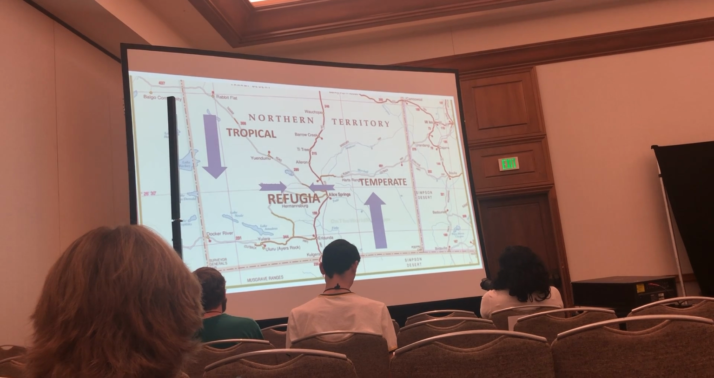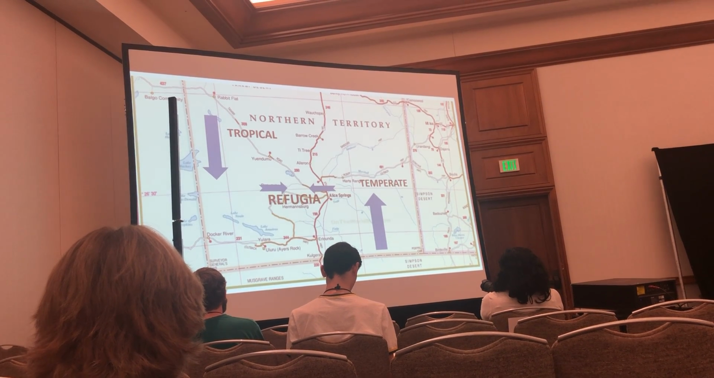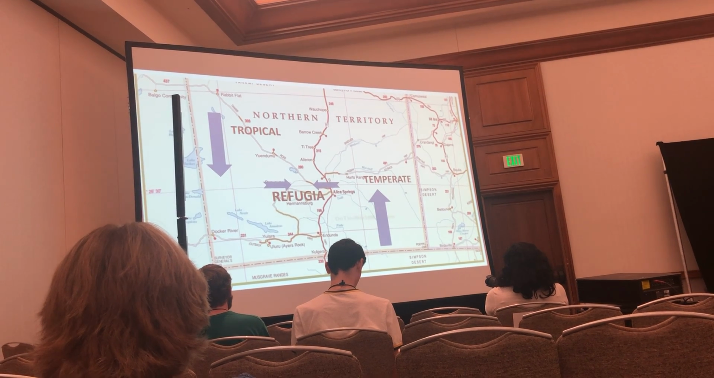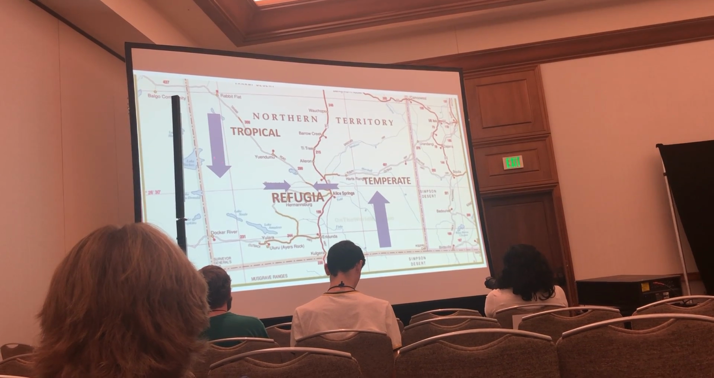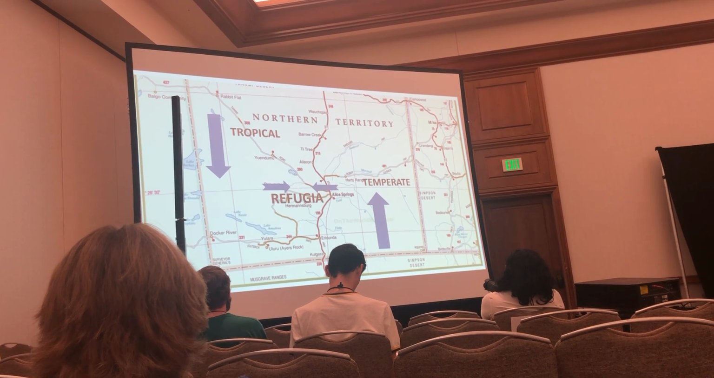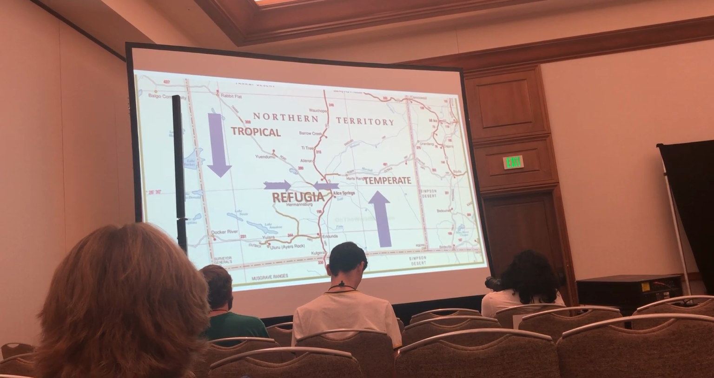Okay, so I'm seeing three patterns. I'm seeing a temperate, so you've got to remember I'm in the southern hemisphere, so it's coming up from the south. I'm seeing a tropical flora coming down from the north, and then I'm seeing a refugia that is basically stuck into the little tiny crevices of the gorge country.